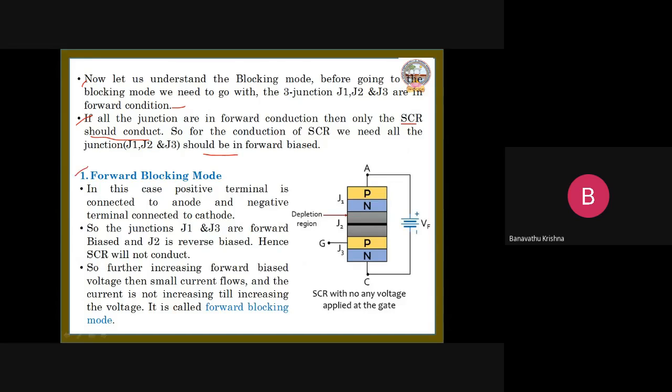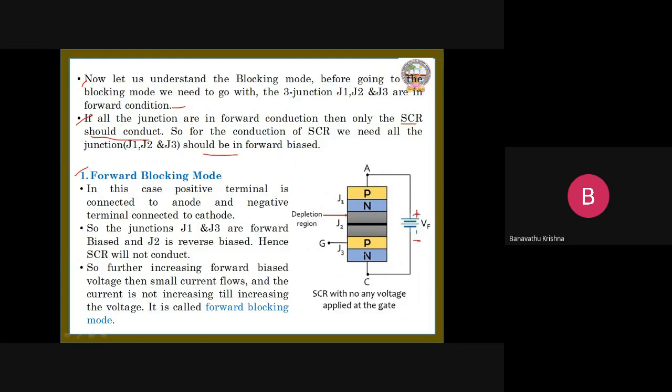Okay. Here, the first one is forward blocking mode. So let us see here. This is the four-layer PNPN, PN, and PN. Here, junction 1, junction 2, and junction 3. Here, we are making it initially a forward bias condition. There is a negative terminal here, and a positive terminal here. The positive terminal is connected to the anode, the positive area, and the negative terminal is made the cathode, the negative area, it is N. So then the device is going to reverse bias condition, or it is going to off condition.